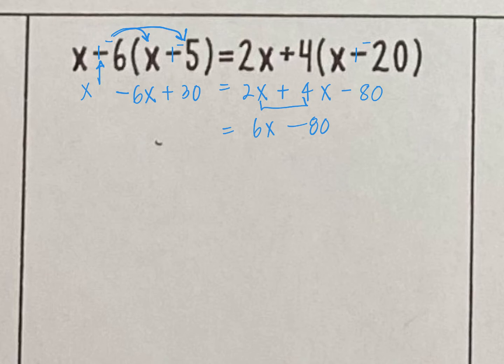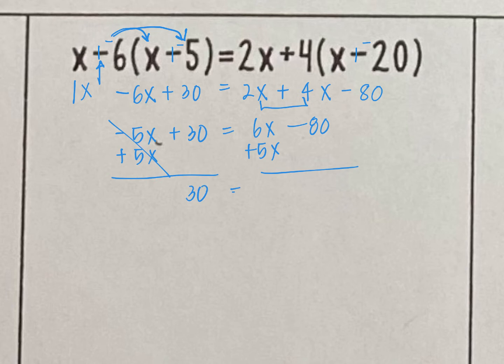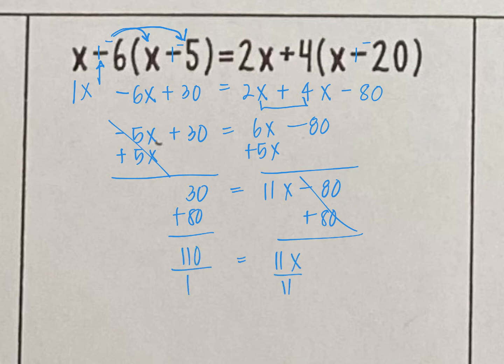And we've got just one x term, or 2, I guess, sorry. And remember that x is the same as 1x. So 1x minus 6x would be -5x. Then we have plus 30. Get rid of the smaller, so -5 is smaller, so we're going to add 5x to each side. That cancels. We have 30 equals 11x minus 80. Add 80 to each side. That cancels. So we just have 11x. That equals 110. Divide each side by 11.